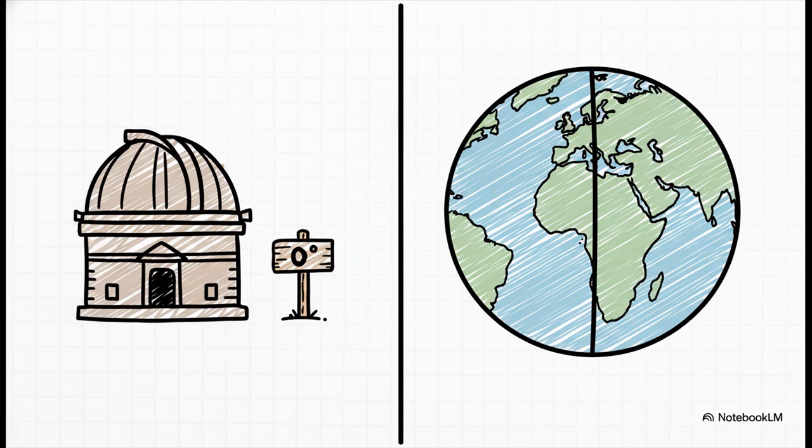Now, a system like this needs a starting point. Everyone has to agree on where 0 is. So back in 1884, an international conference decided that the 0-degree line of longitude, the prime meridian, would officially pass through the Royal Observatory in Greenwich, London.